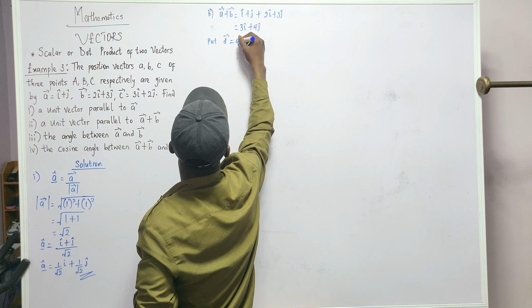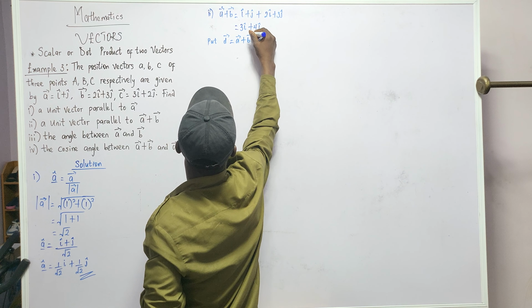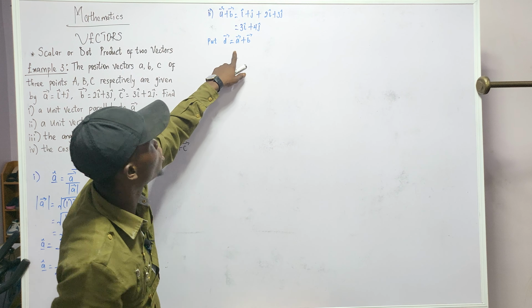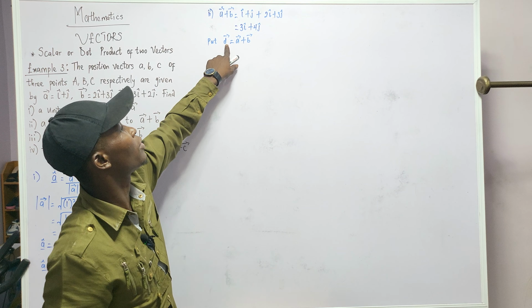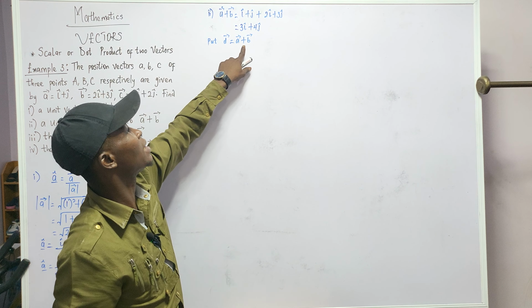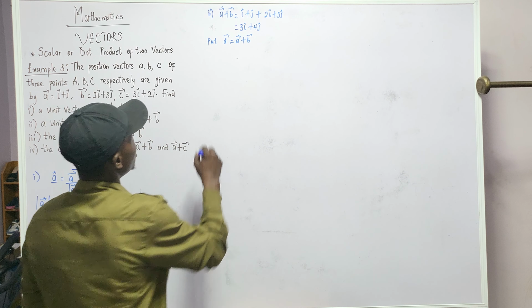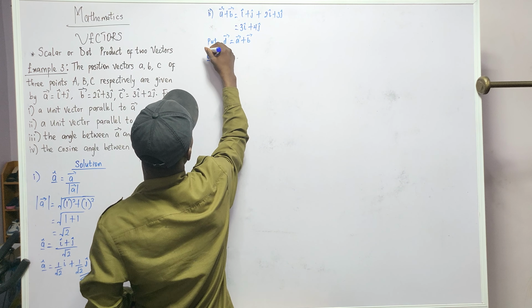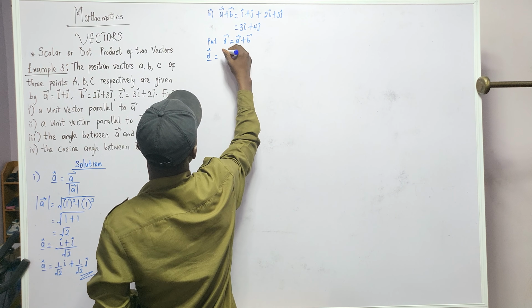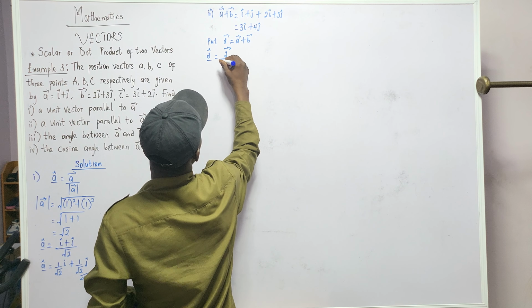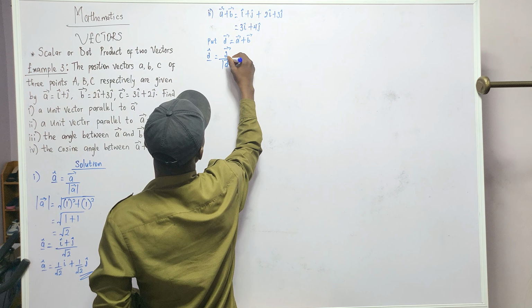So you can now put vector D to be equal to vector A plus B. If you say put vector D to be equal to A plus B, now let's get the unit vector for this D. The same thing, this D is the same thing as A plus B. So we want to get the unit vector parallel to A plus B. So what will be the formula for the unit vector? The unit vector for D will be vector D over the magnitude of D.